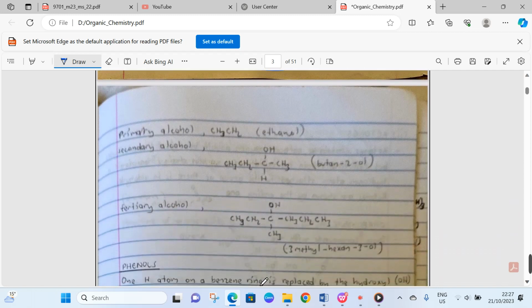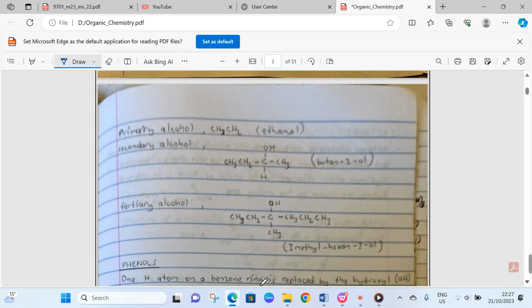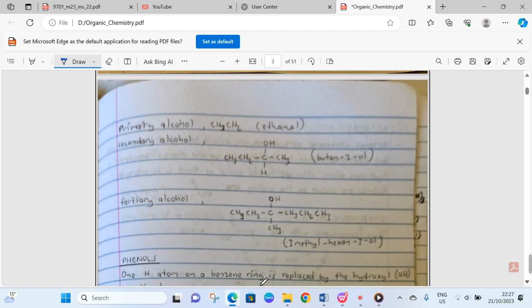So here I was just giving examples of primary alcohols, right? A primary alcohol here, ethanol, where it is an ethyl group attached to an OH group. That gives me what? Ethanol. It's an example of a primary alcohol. Here I have this alcohol, which I call secondary. It's butan-2-ol.